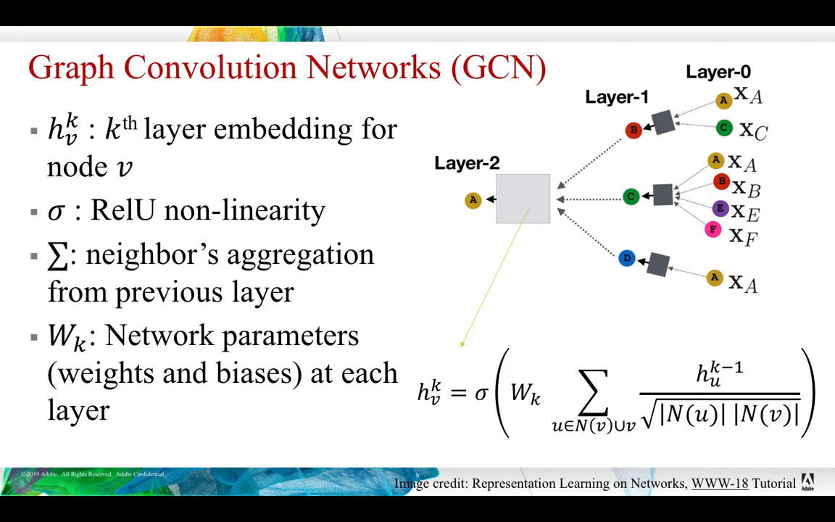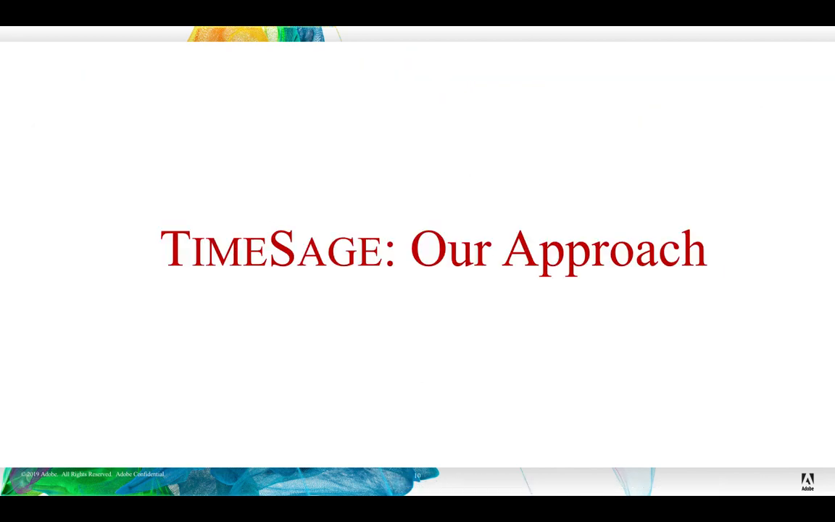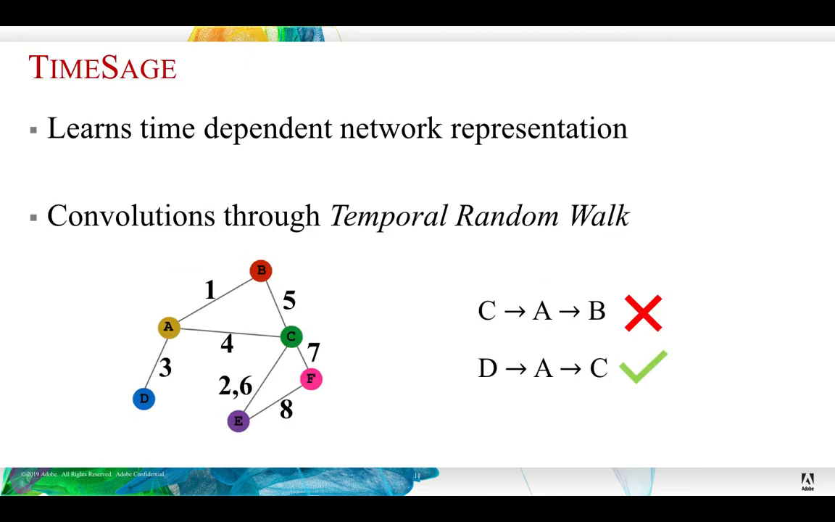Given the high level understanding of GCN, I will now introduce our approach to embedding learning. We call our embedding learning framework TimeSage. The goal of TimeSage is to learn a temporal network representation. In order to capture how the graph has evolved in time, we leverage something called temporal random walks.